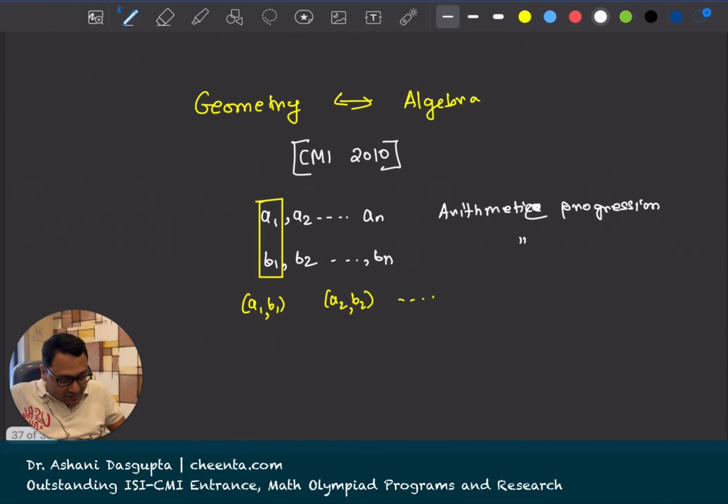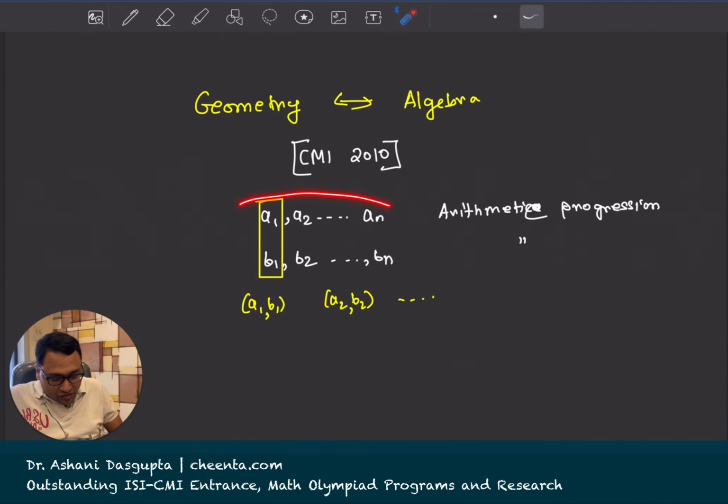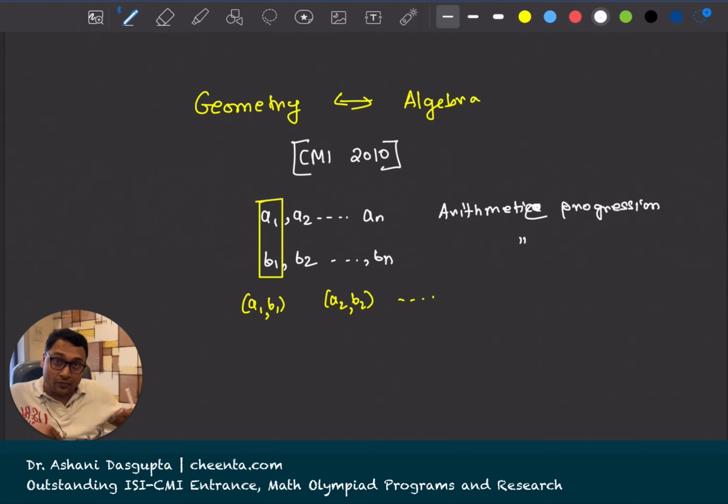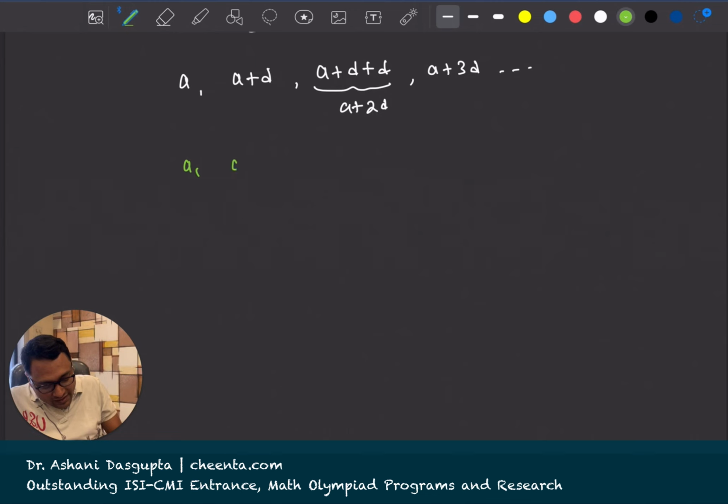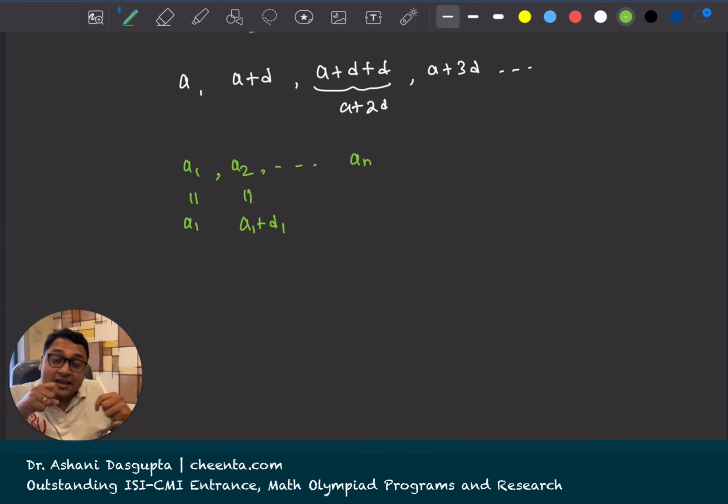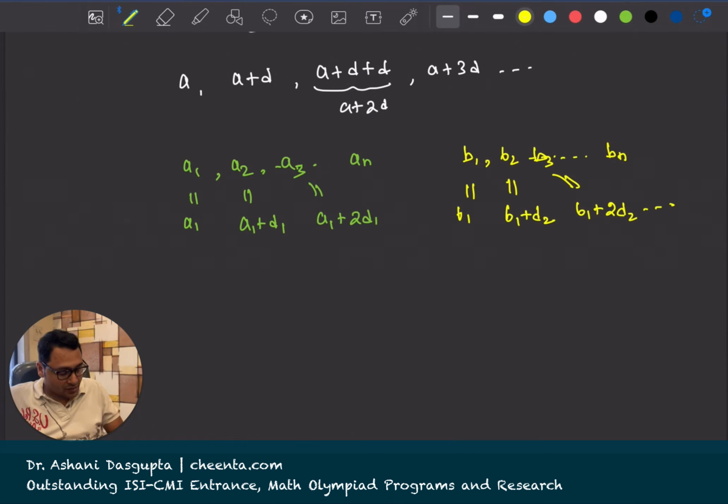So now let's get back to this problem. We have two arithmetic progressions, A1, A2 up to AN, and B1, B2 up to Bn. Let me write this in the form that I just told you. So the first sequence is A1, A2 up to AN. The first term I'll just call A1. The second term is A1 plus some B1. B1 is the common difference of this first arithmetic progression. Similarly, A3 would be A1 plus 2B1 and so on.